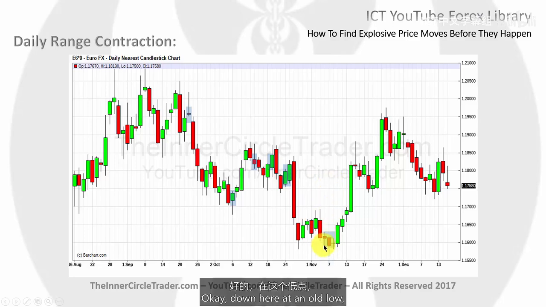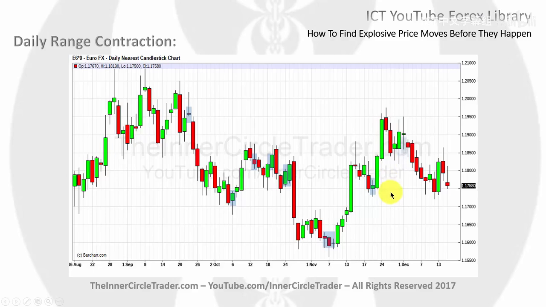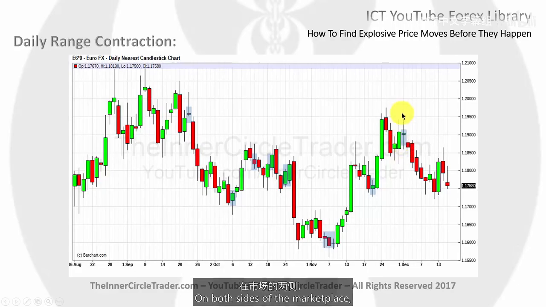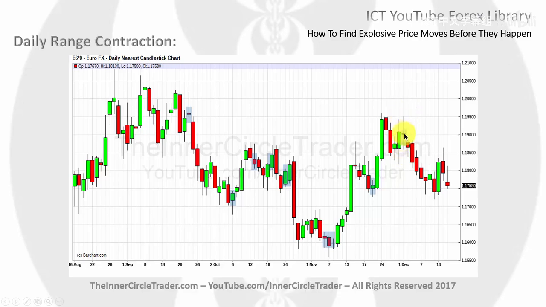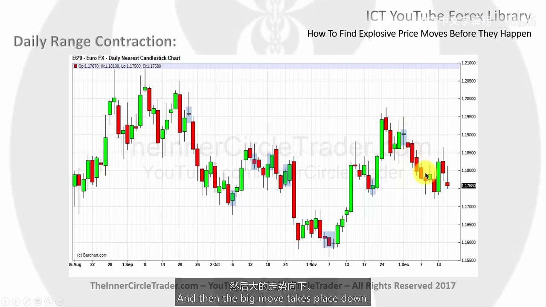Down here at an old low, we trade below that low, and now look what happens. We have small ranges. Barely any range here at all. Big expansion on the upside, and then we go into a small range here. Big ranges come, and then right in here, after a swing high, a small little body. Again, disregard the wicks. They'll trip you up. That's all stop running on both sides of the marketplace, taking all the traders out and going right back into the middle. And then the big move takes place down.